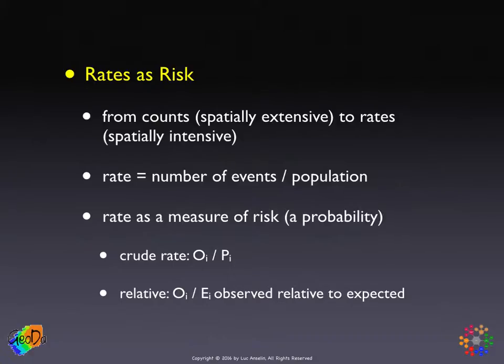And so if there's more cases in the county than you would expect, your relative rate will be larger than 1. If there's fewer, your relative rate will be less than 1. This is also the idea behind a standardized mortality rate.